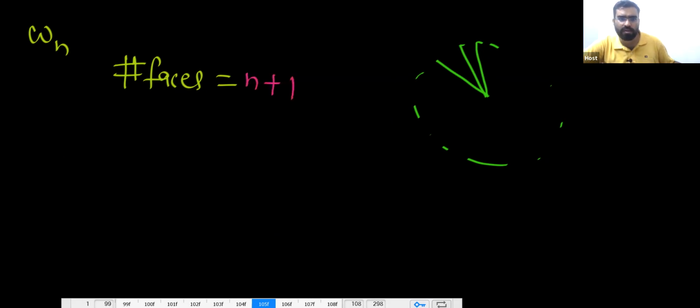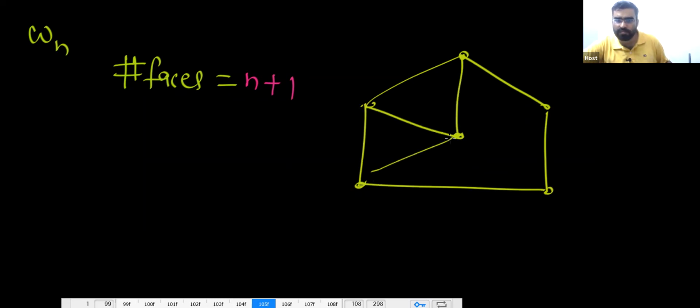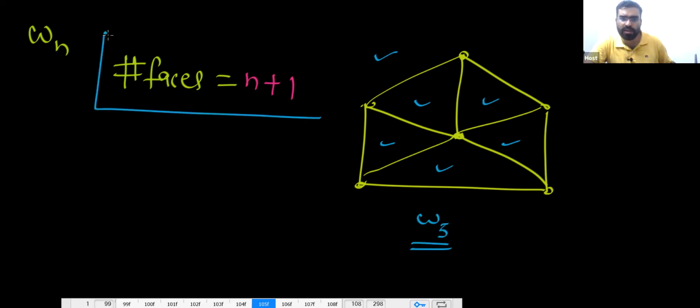What is the reason for n plus 1? Take any wheel graph, for example, let me take this W5. This is your C5, and in this C5, you can do this. How many faces will be there? Total 1, 2, 3, 4, 5, and outer face 6. So in Wn, the number of faces will be n plus 1: one exterior and the other interior faces.